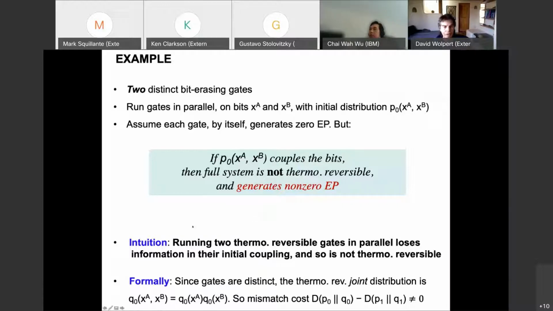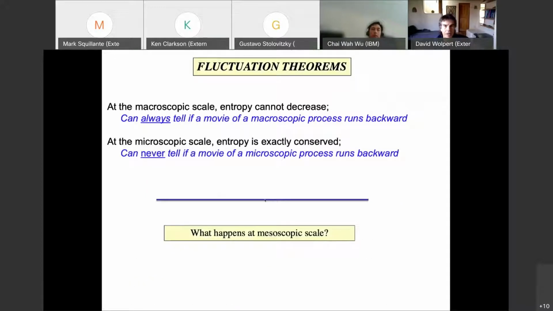What's going on intuitively is that there's information that you've left on the table, so to speak, when you run this parallel bit erasure. You have lost the information about the statistical coupling between the states of the gates, and that's why the overall system is not thermodynamically reversible, even though the two individual gates are. Okay, so those are some of the results I'll be pulling on.